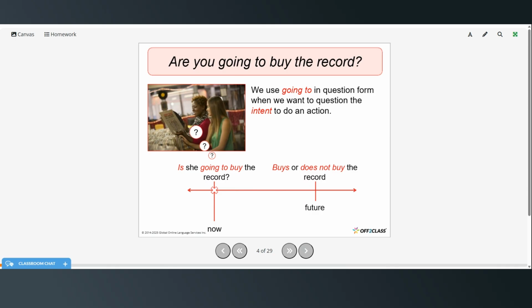We use going to in question form when we want to question the intent to do an action. Is she going to buy the record? And so then in the future, she either buys the record or she does not buy the record.